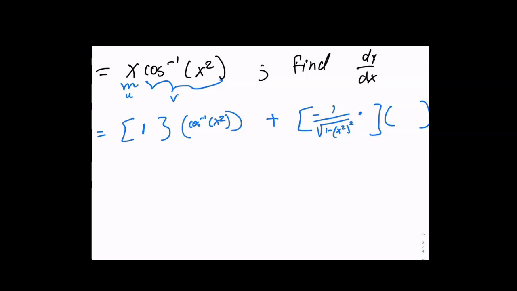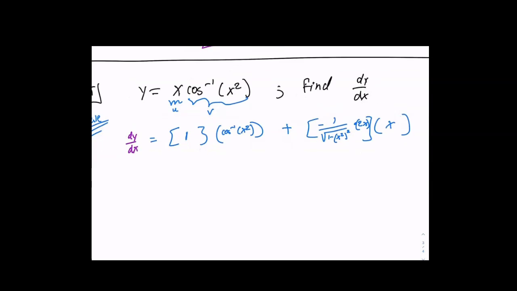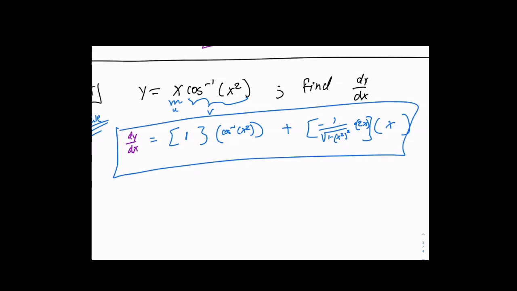Times 2x, because that's the derivative of x squared. The derivative of x squared is 2x, so we have to multiply by 2x. And then times what? Your x. Times my x from my u. Very good. So that's the answer. I mean, that's what it is.